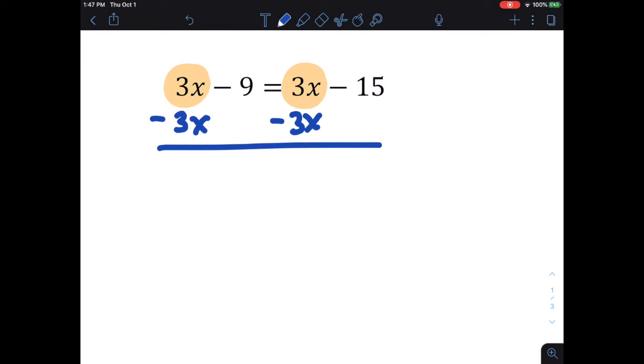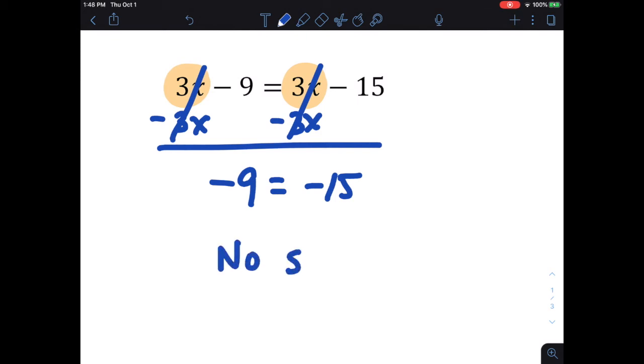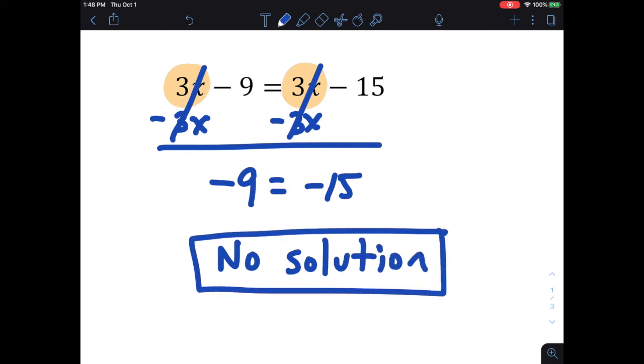And I end up with, oh, that cancels, and that cancels, so I end up with negative 9 equals negative 15. And this is going to seem really weird, to have an equation like this that doesn't have an x in it, but it's okay for this to happen. And when this does happen, when we have one thing that does not equal the other thing, we have to just say that it has no solution. So there's no number we can plug in there because there's no x left, right? So we're going to say this has no solution because negative 9 is not equal to negative 15. Okay, so that's a case where it's never true.